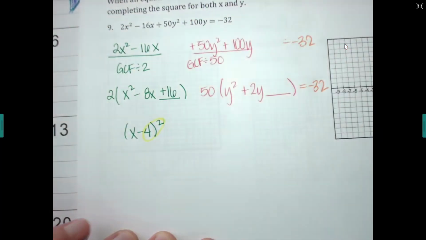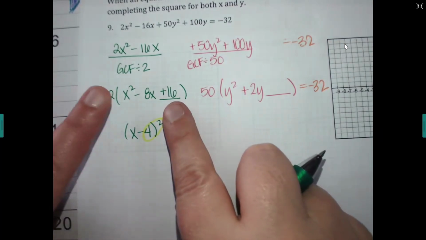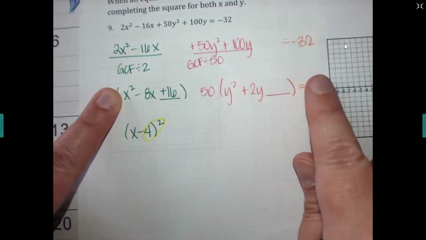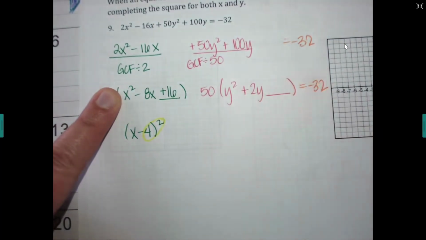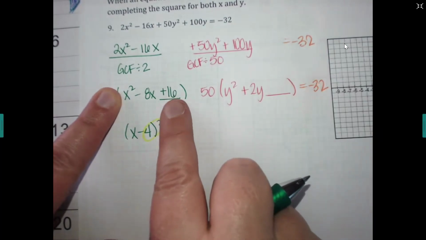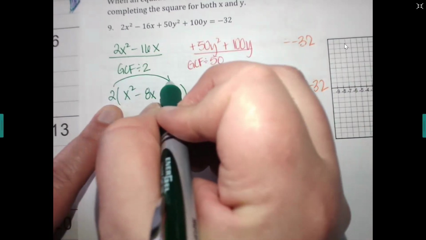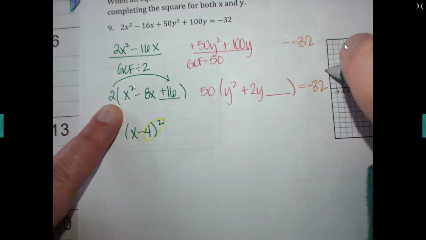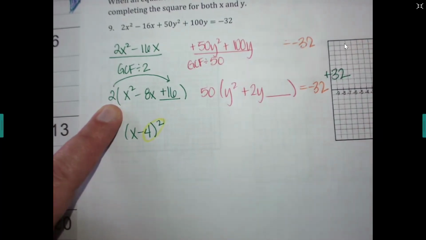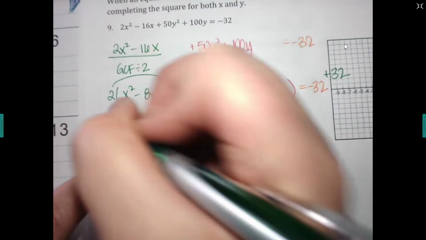Okay, and now if you remember last time when I added the 16 here, I also had to add it over here. But this time your 16 is in a parentheses with a what on the outside? 2. So you need to make sure to multiply. That 16 is doubled. That means really I need to add a 32. And then keep your 2 here.